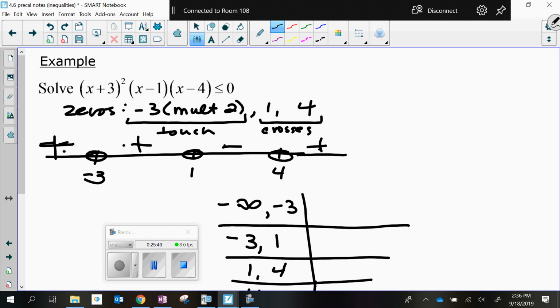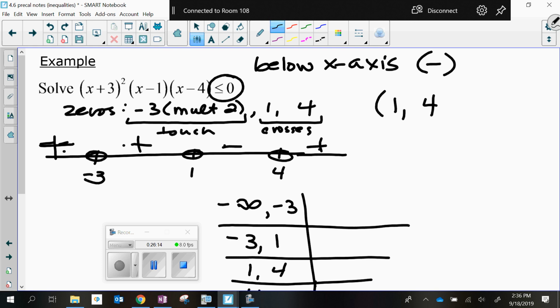Okay, so we want less than or equal to 0. What is that? Below or above the x-axis? Below, as in what kind of a number? Positive or negative? Negative. Okay, so we want the negatives. So that means what are your answers, Nicole? 1 and 4. Are we including 1 and 4? Yes. And why are we including those? Because of this guy right here. Okay? All right.